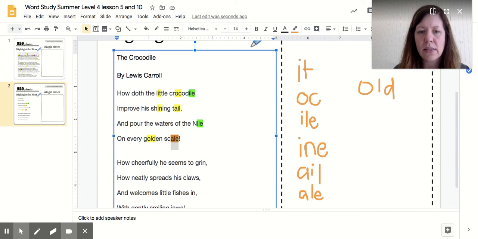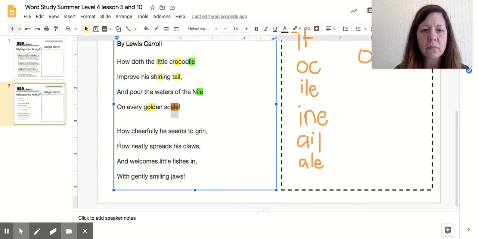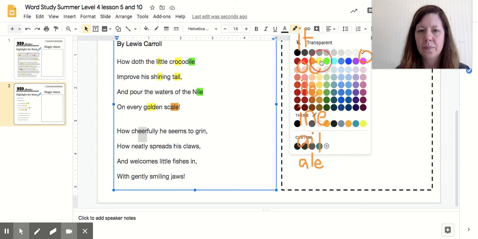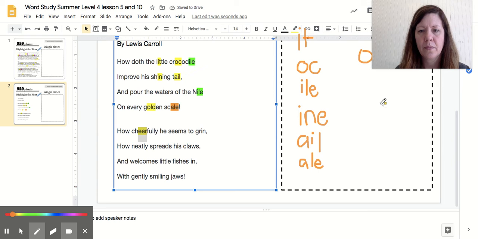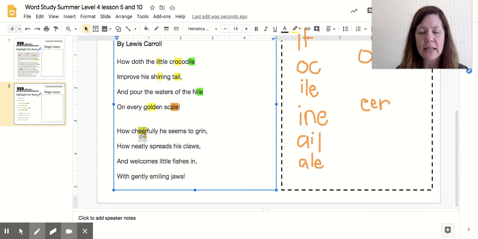Let's read the next stanza. How cheerfully he seems to grin, how neatly spreads his claws, and welcomes little fishes in with gently smiling jaws. Let's go back up to this word cheerfully. What is the magic rhyme there? So I see E-E-R. And then fully is actually a suffix. Cheerful has that suffix full and then the ending ly.